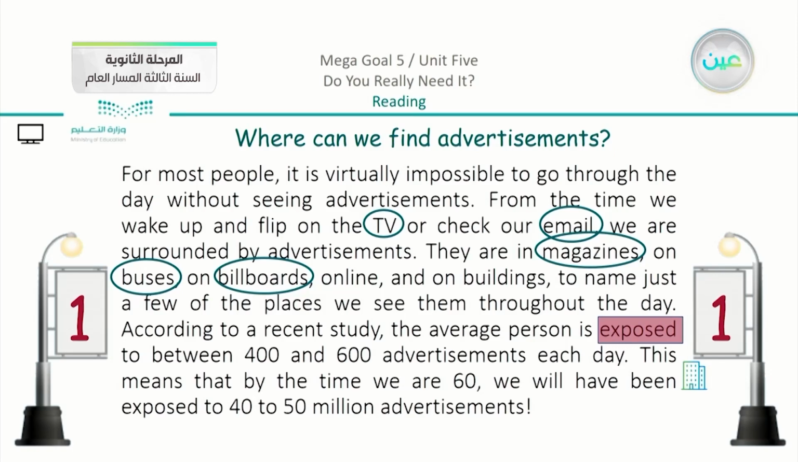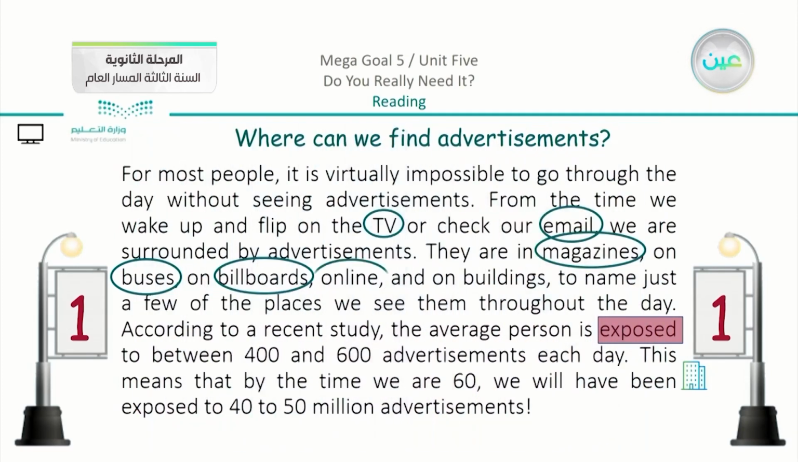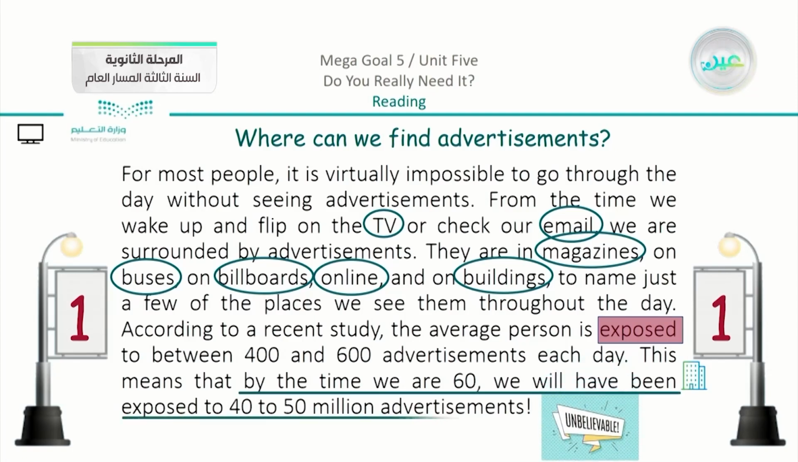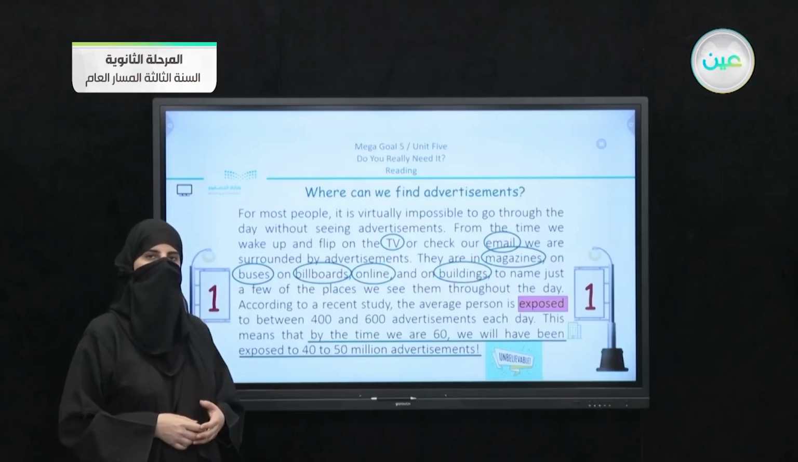So do you know what are billboards? We have here, this is a type of billboard here. You can see that this is a billboard. Moving on, there are also other places we can see online, and we have here on buildings. So these are different places where we can see advertisements. And just to add here some fact that we can see here, now the fact says by the time we are 60, we will have been exposed to 40 to 50 million advertisements. So just imagine the number of advertisements that you have seen.